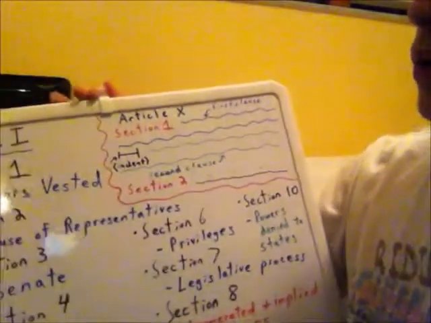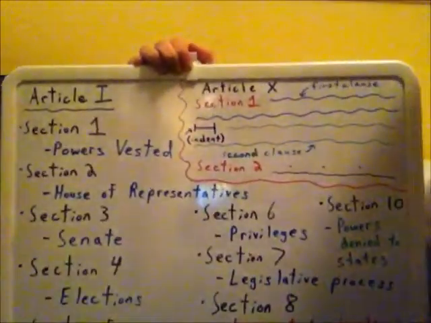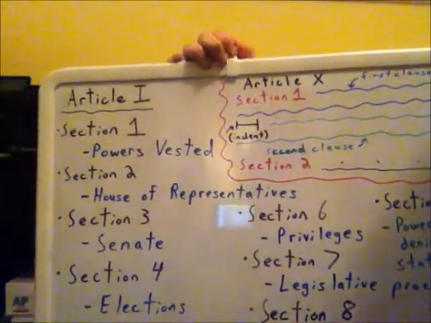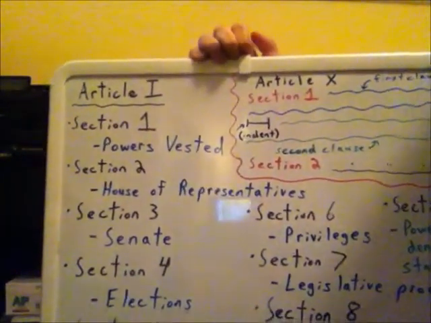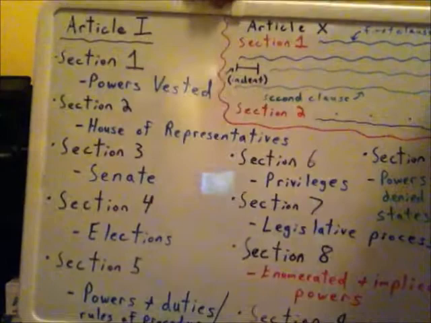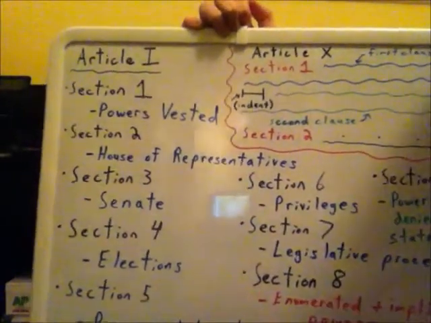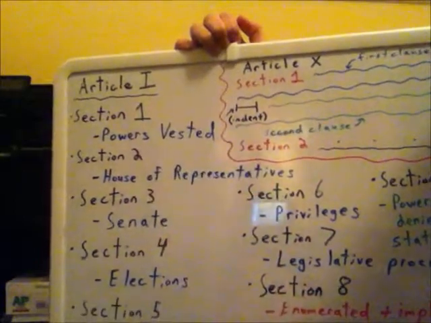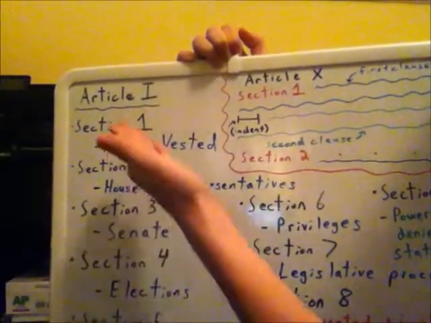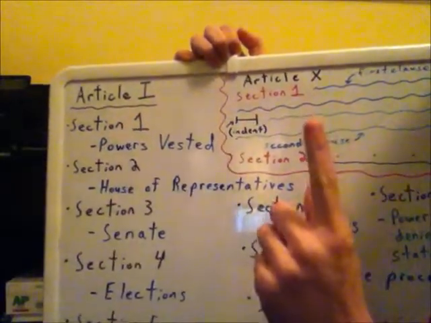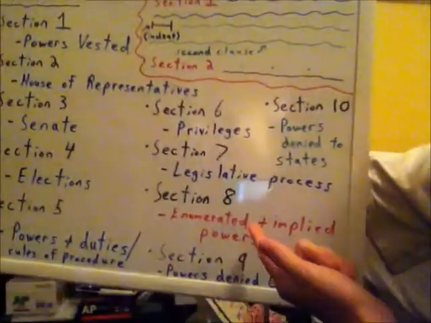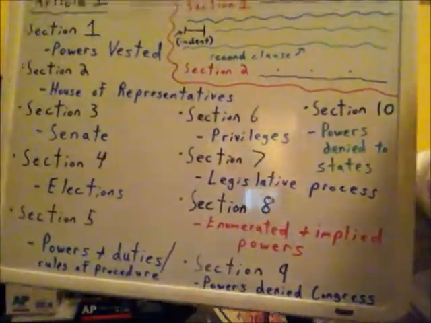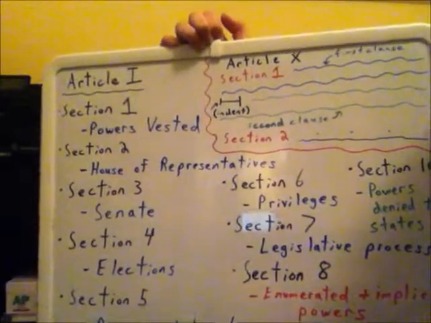Next, we're going to go over Article 1 of the Constitution in detail. Article 1 deals with the legislative branch of the national government. If you remember my first video, it deals exclusively with the national government. It is made up of 10 sections. Each section can vary in size, with Section 1 having exactly one clause, one paragraph, and Section 8 having 18 clauses.